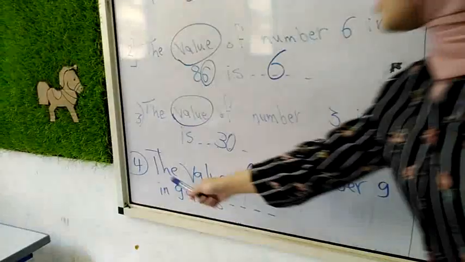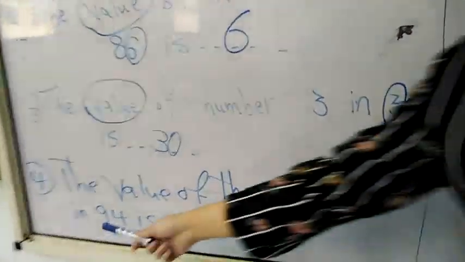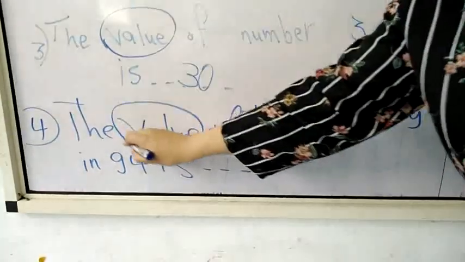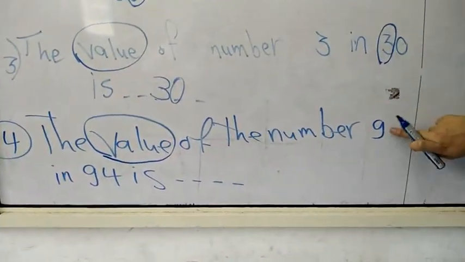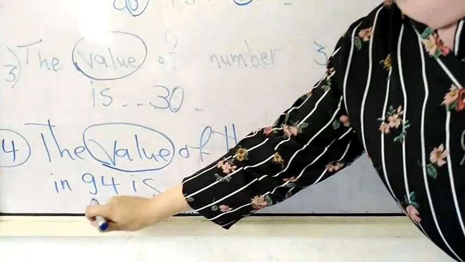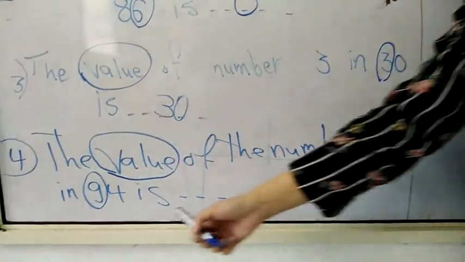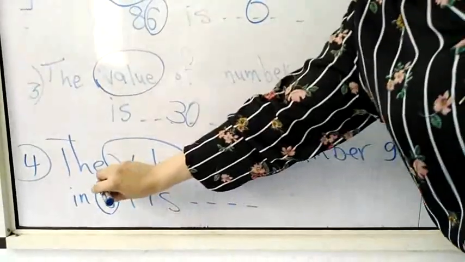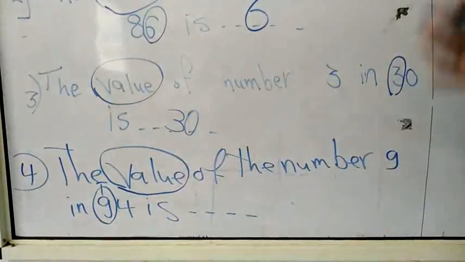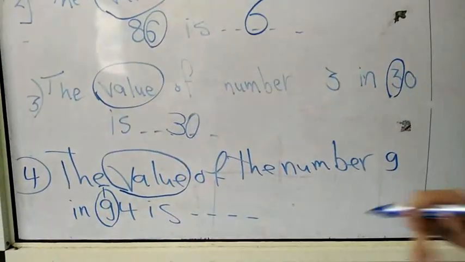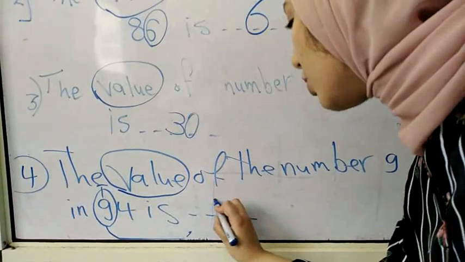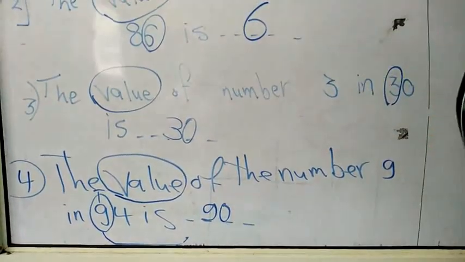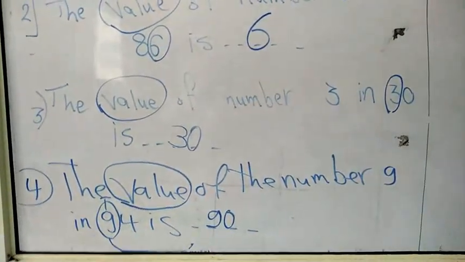Let's take one more. Number 4. The value of the number 9 in 94. The value is like part of 0, so I will make a circle around the value, and look at 9 in this number, make a circle around it, and I ask myself, the first place or the second place? The second place, tens place. So with or without? With 0. So I will write the number 9 and with 0. So the number is 90.